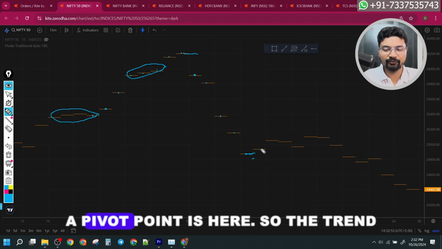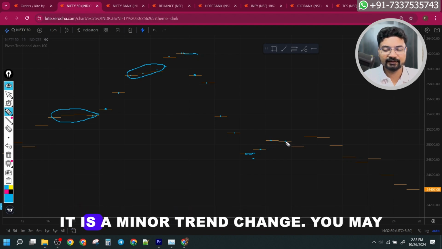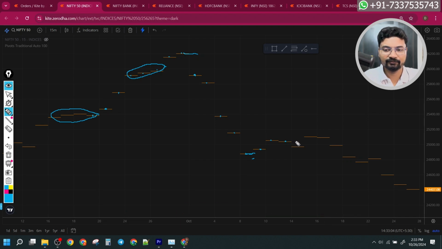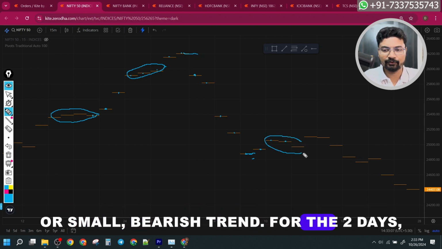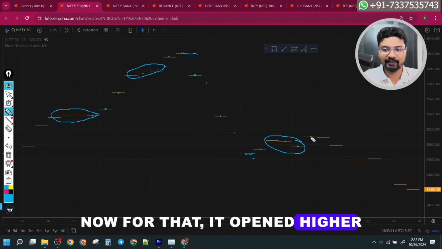It opened, pivot point is here, so the trend changed 1, 2 and 3. Here it is a minor trend change. You may consider this as a sideways or a small bearish trend. For the 2 days it closed negative. After that it opened higher to trap.